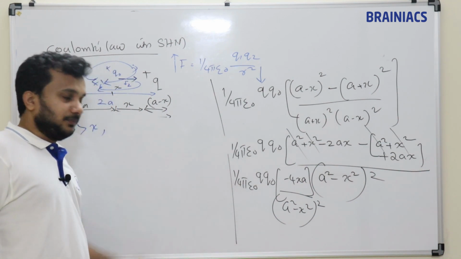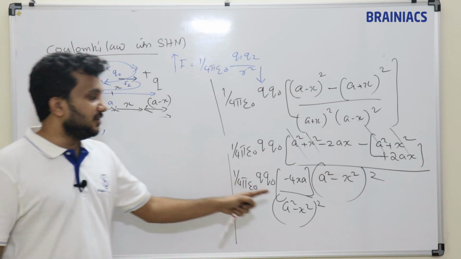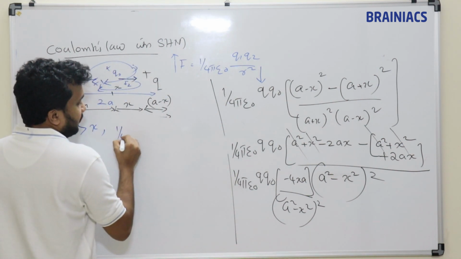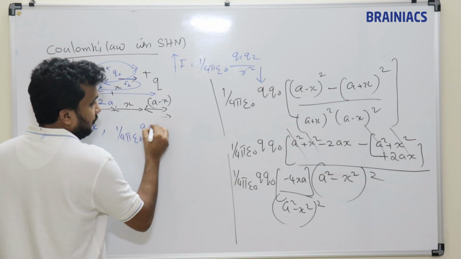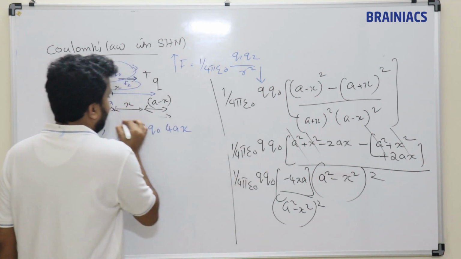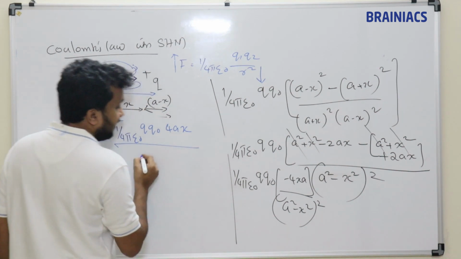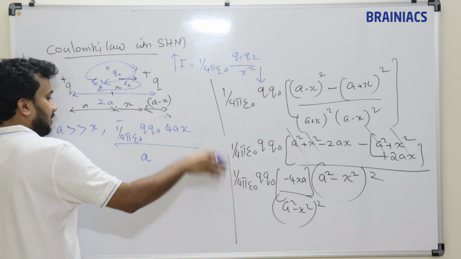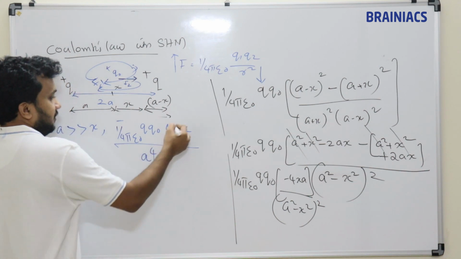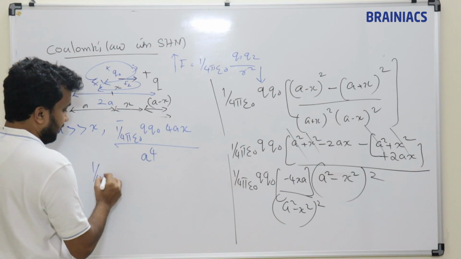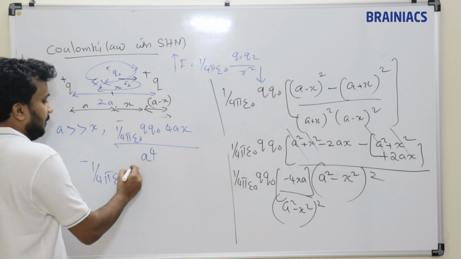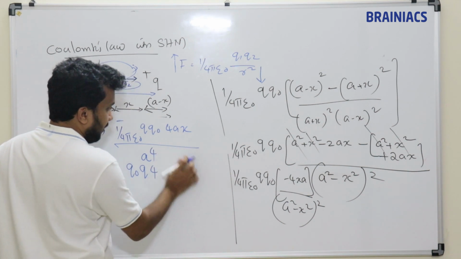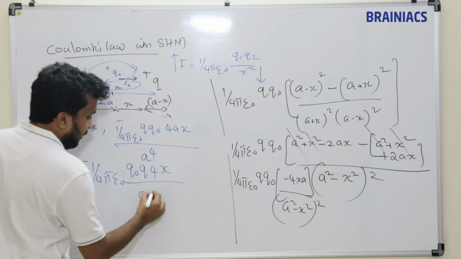So it is the same problem. When X is very small, the denominator term X square is too small, so we can neglect that. What will come? One by 4 pi epsilon 0, Q into Q0 into 4AX, negative, whole divided by A square minus X square. X square is removed because X is small, so A power 4 will get cancelled. So what will come? 1 by 4 pi epsilon 0, the negative sign will be here, Q into Q0 into 4 X, whole divided by A cube.